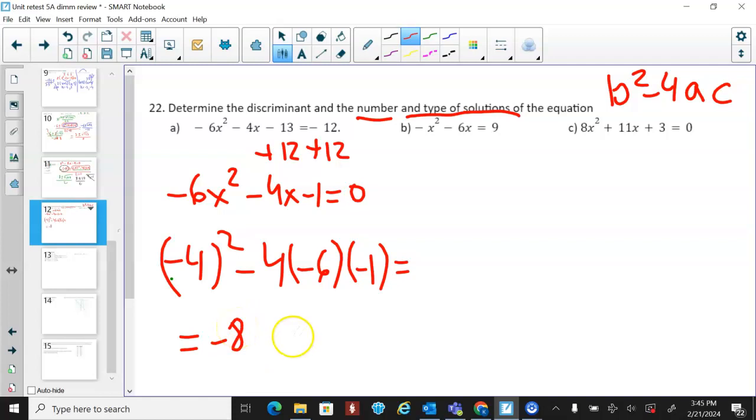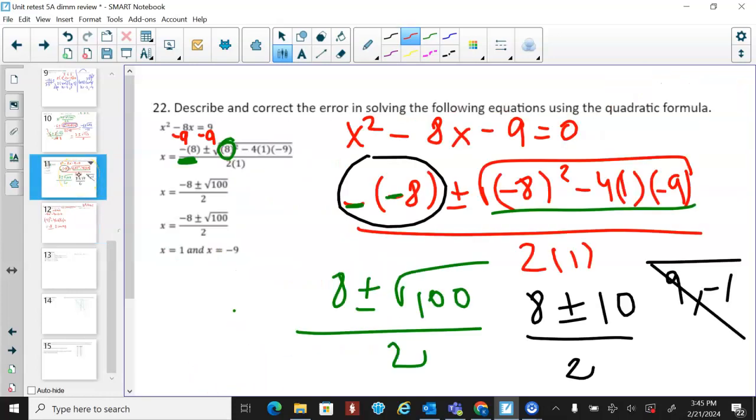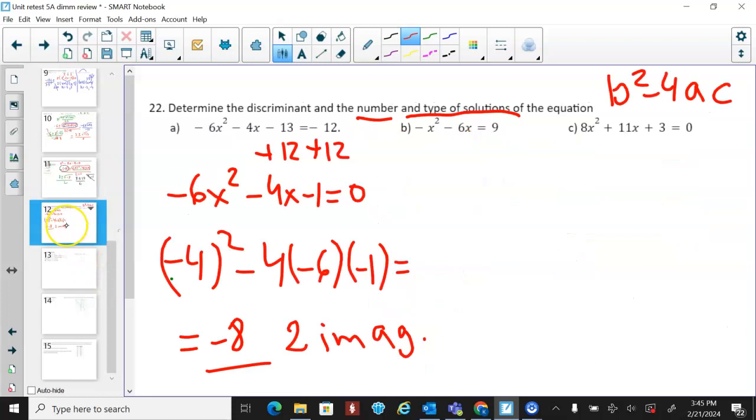Negative 8 means 2 imaginary solutions, okay? Because again, a negative discriminant goes underneath the radical right here. If I have a negative discriminant, this is where it goes. So if I have negative 8 right here, I know that that's going to be an i, because that's where the discriminant in the formula comes from. So this is going to be 2 imaginary.